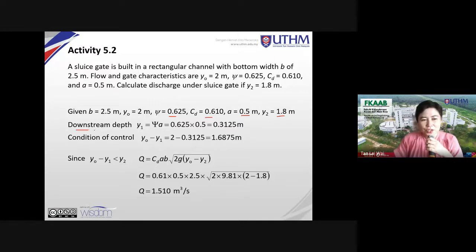So this downstream depth is actually downstream of the sluice gate, y1. So y1 is equal to psi times a. You check the condition of control, to see whether it's greater or smaller than y2. If it's smaller, then this is the submerged case, so it's not influenced by y1 anymore, so you have y0 minus y2. So there are two cases. Activity 5.1 uses the unsubmerged case. This one is the submerged case. Straightforward, right?